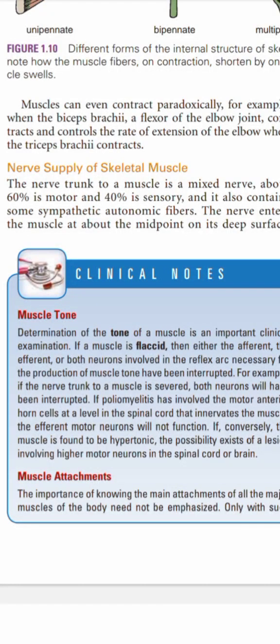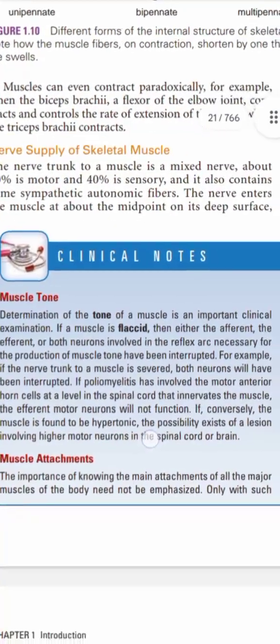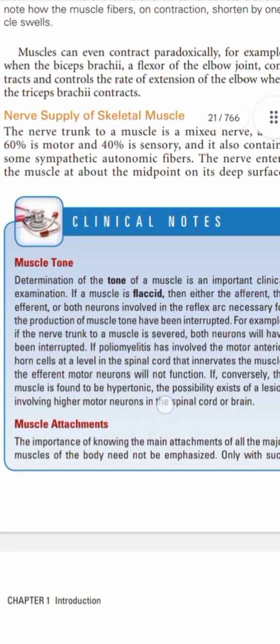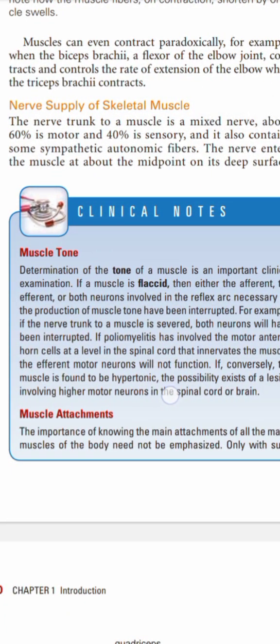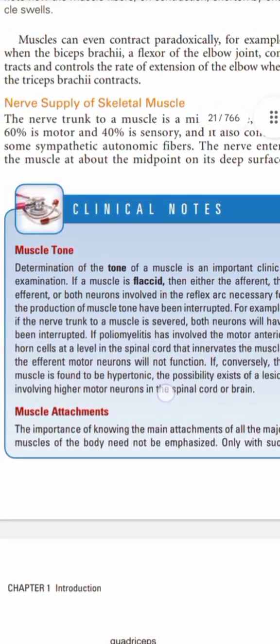Muscle tone. Determination of the tone of a muscle is an important clinical examination. If a muscle is flaccid, then either the afferent or both neurons involved in the reflex arc necessary for the production of muscle tone have been interrupted. For example, if the nerve trunk to a muscle is severed, both neurons will have been interrupted.